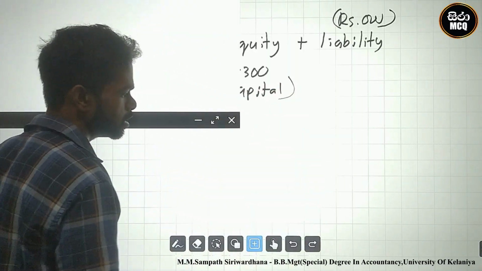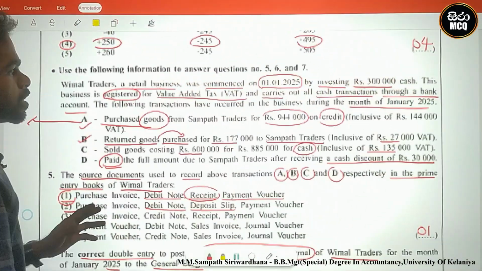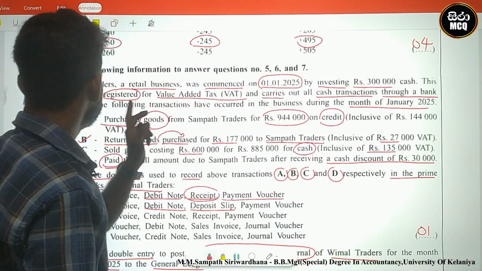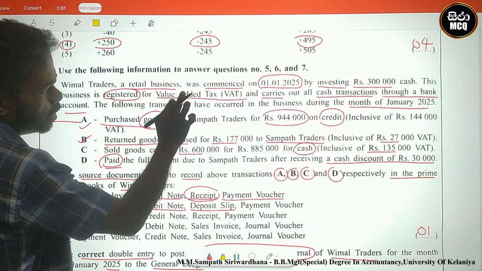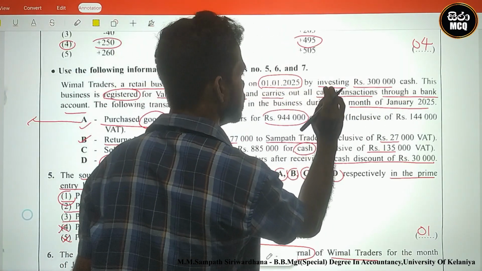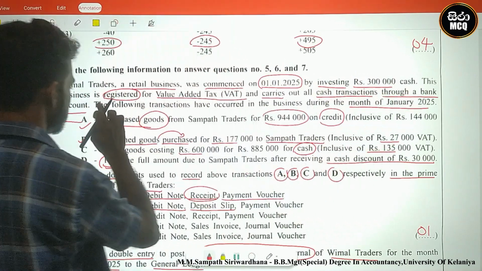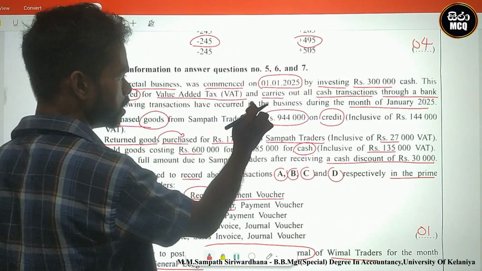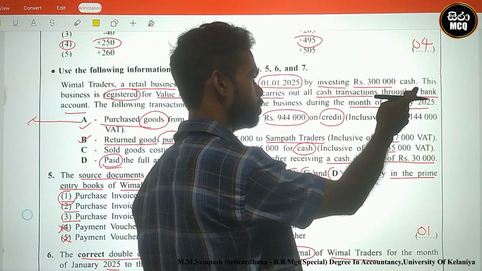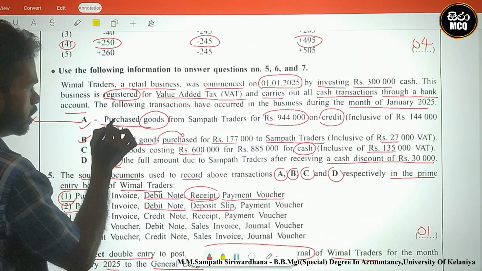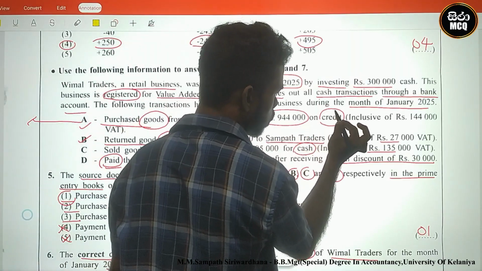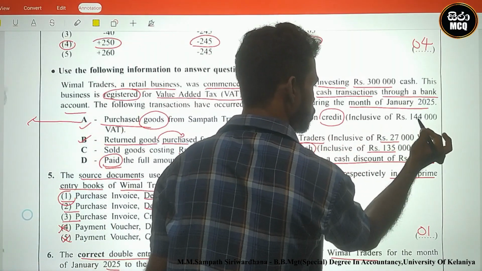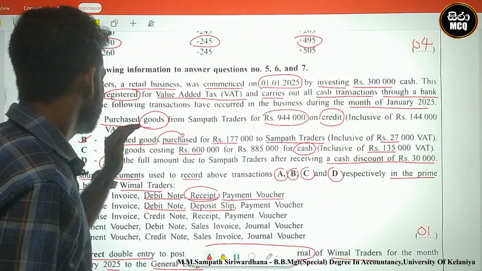What is the other transaction? Look here. This business is registered for value added tax and carried out all cash transactions through the bank account. The following transactions have occurred in the business during the month of January 2025. First one, purchasing goods from Sampath Traders for 944 on credit inclusive of 144.